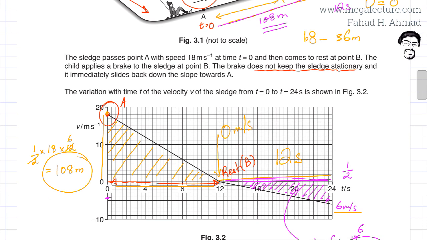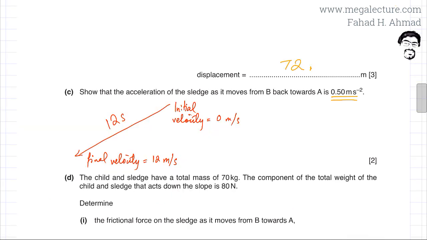Now moving back to our question. So I've replicated the diagram over here. Initial velocity is 0 meters per second. Final velocity is 12 meters per second after 12 seconds.